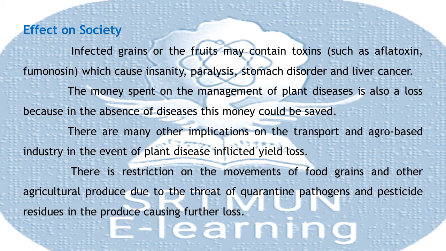Now, next point, effect on society. Infected grains or fruits may contain toxins such as aflatoxins and fumonisins, which cause paralysis, stomach disorder, and liver cancer. The money spent on the management of plant diseases is also a loss because in the absence of diseases this money could be saved.